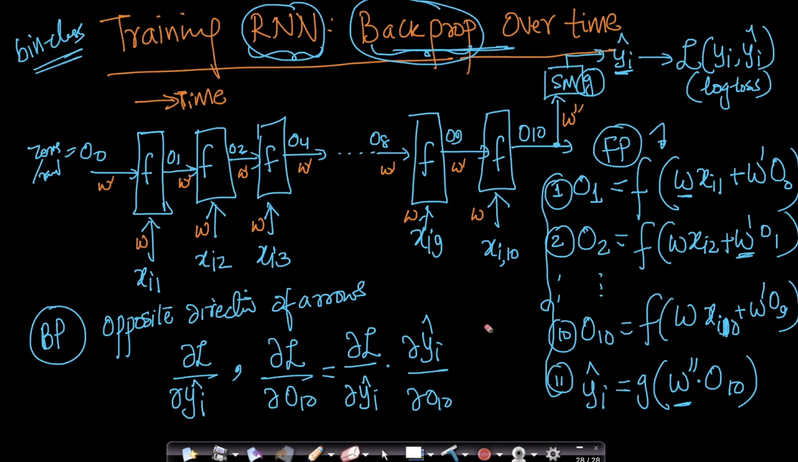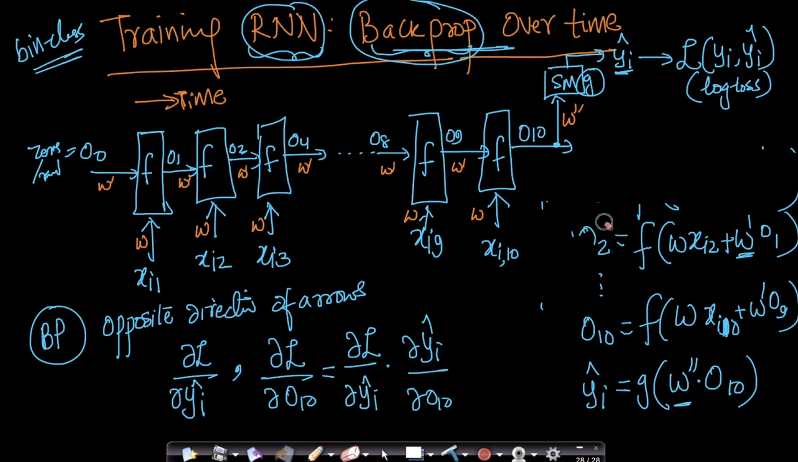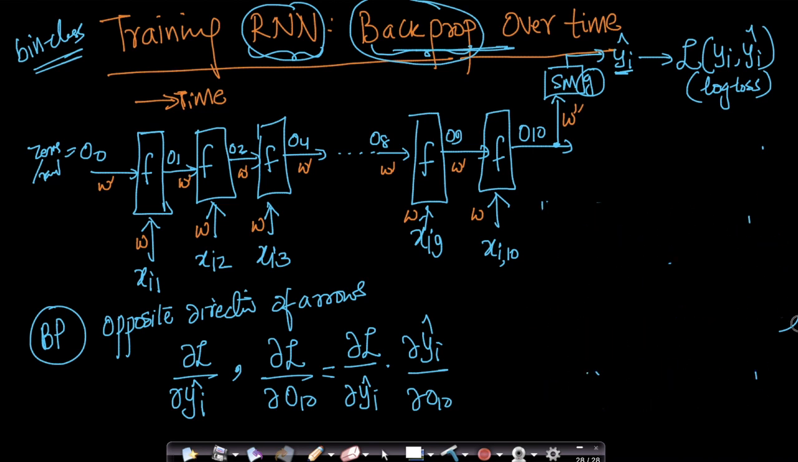Very straightforward, just following the forward arrows. I'll erase this so that I can use this space and explain all of this in a single page. Now I want to modify my W double dash, W2 dash. So how do I do this? My derivative of loss function with respect to W2 dash is equal to the derivative of my loss function.